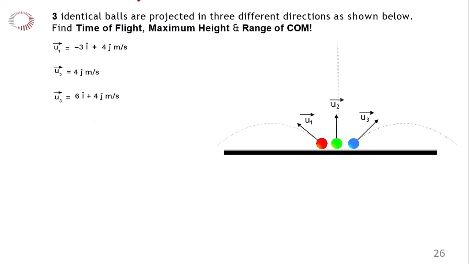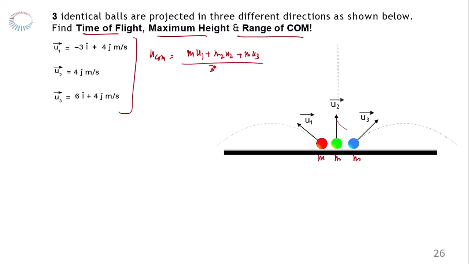Let us say there are three identical balls projected in three different directions as shown: u1, u2, u3. You are asked to calculate the time of flight, maximum height and range of the center of mass. First you calculate the velocity of the center of mass. Three balls are identical, which means all have the same mass. So in vector notation, u for the center of mass equals m1 u1 plus m2 u2 plus m3 u3, all the same, divided by 3m.